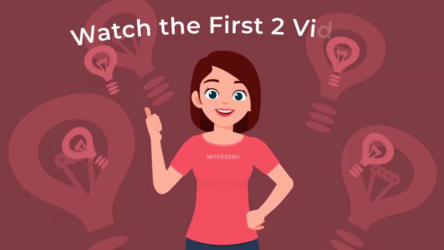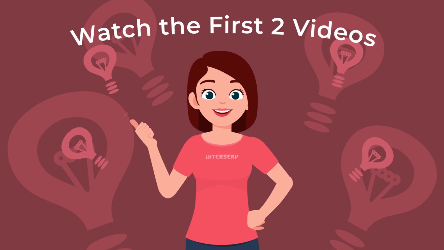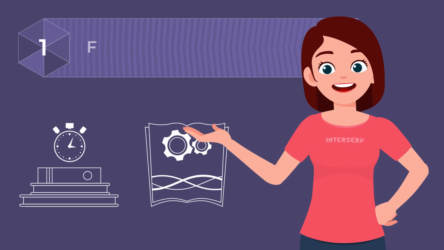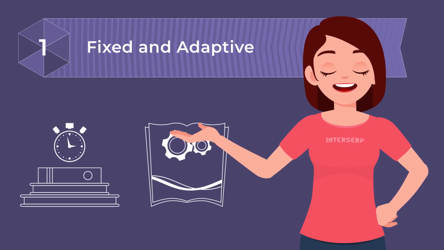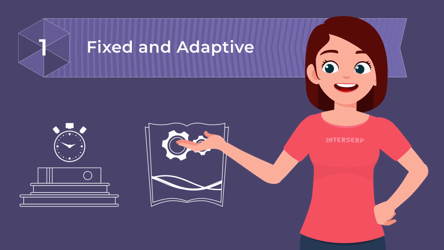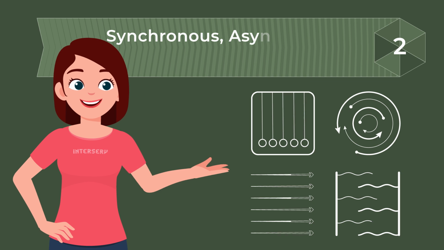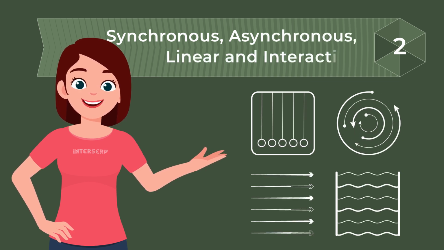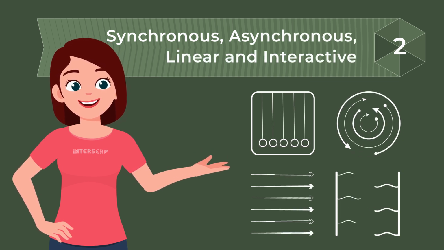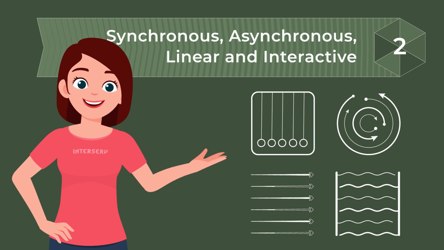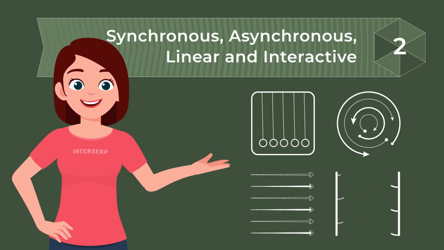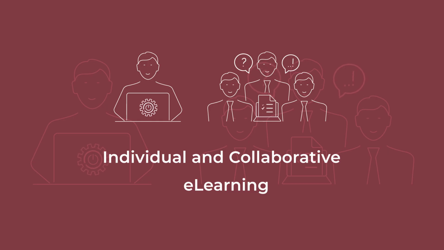If you haven't already, make sure to watch the first 2 videos of this series. Part 1 covers fixed and adaptive eLearning, which have contrasting levels of content adaptability. Meanwhile, Part 2 focuses on synchronous, asynchronous, linear, and interactive eLearning, which all vary in terms of learner and instructor interaction.